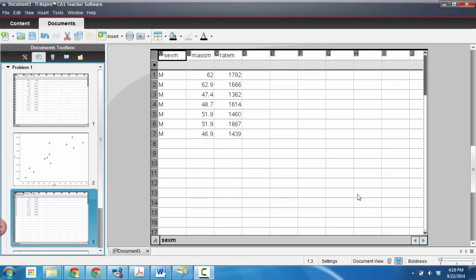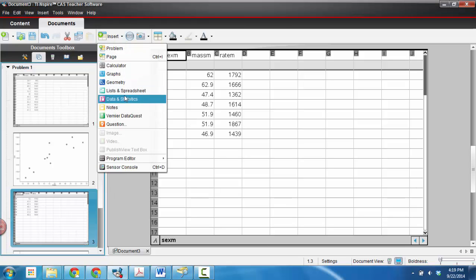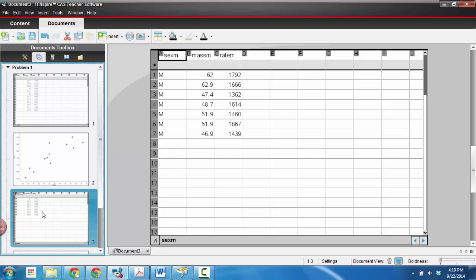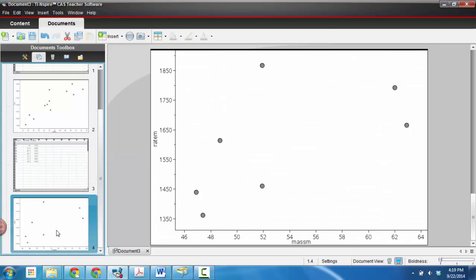Okay, so once you've entered that data, it should look something like this. To make sure that we had a little difference in terms of our variables, I labeled these a little differently than I did for the females. And then what I want to do is go to insert, data and statistics again, and this time we're going to look at that for males. So I'm going to put rate M over here and mass M here.